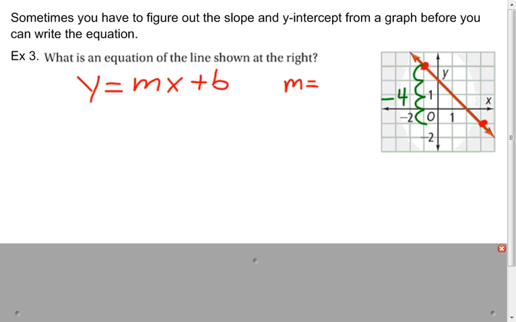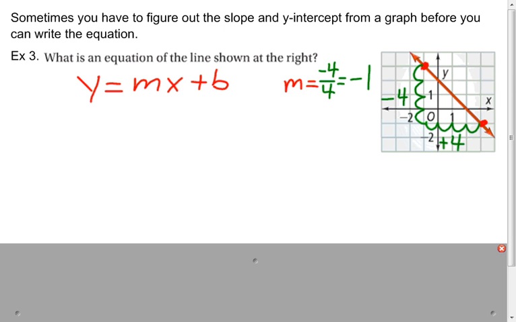And I'm going to go to the right. 1, 2, 3, 4. To the right is positive. And now I need to do rise over run. So my up and down number is negative 4. My side to side number is positive 4. And then I have to simplify. Negative 1. So in this graph, my slope is negative 1.